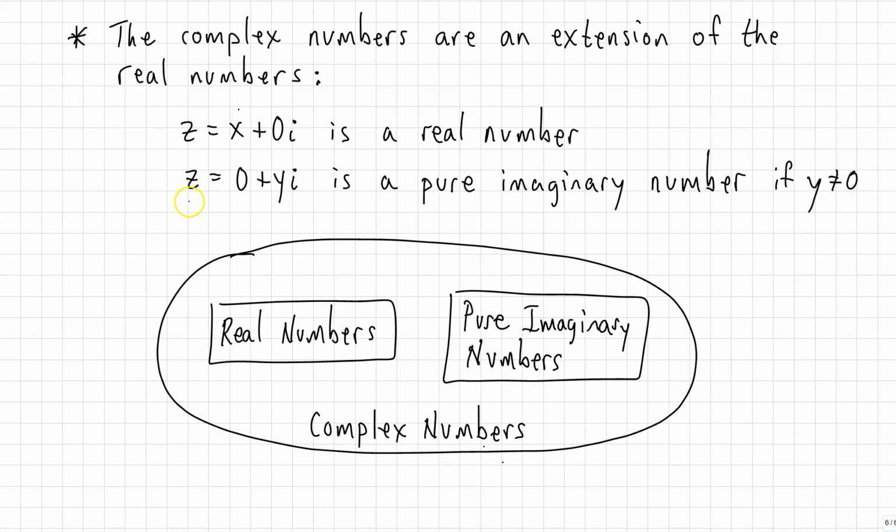Well, if you have the real part be 0 and the imaginary part not be 0, then you get what's called a pure imaginary number, meaning there's no real part. It just has an imaginary part. So the real numbers and the pure imaginary numbers are part of this bigger set of numbers called the complex numbers. So the real numbers and the pure imaginary numbers together make up what's called the complex numbers.